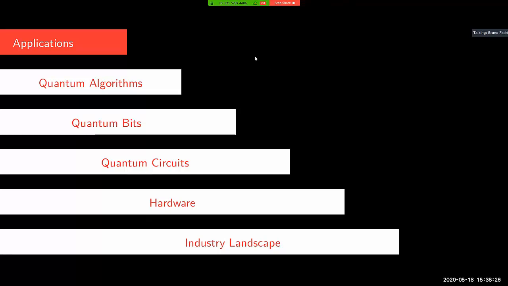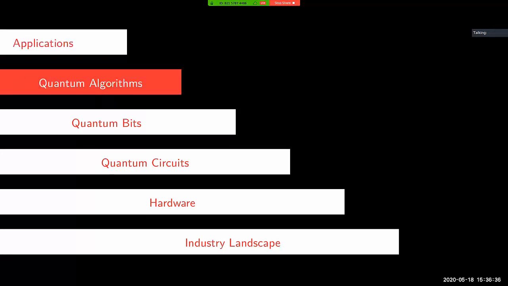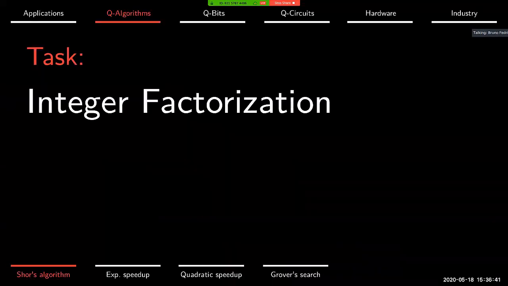So far I said that we have many problems that are complicated, but I didn't really explain what complicated means. So this is what I will try to explain in the next section about quantum algorithms. To illustrate this, I will first mention the integer factorization problem that I already mentioned with RSA.